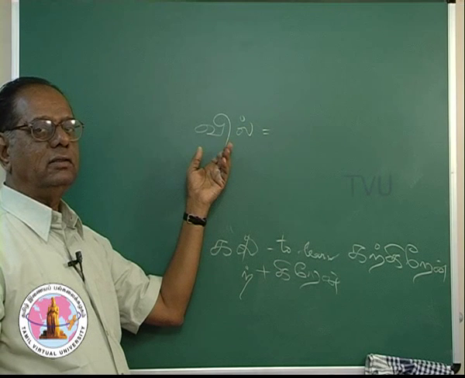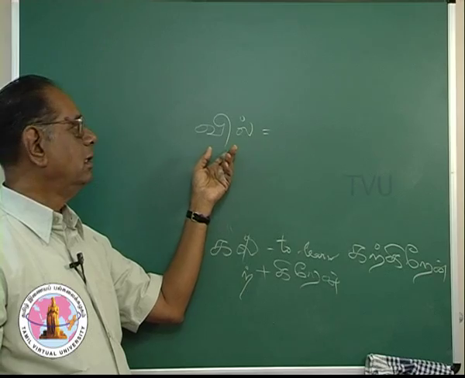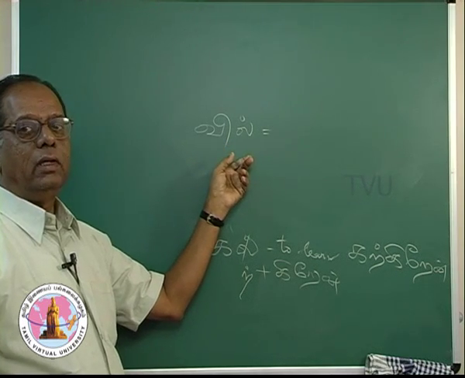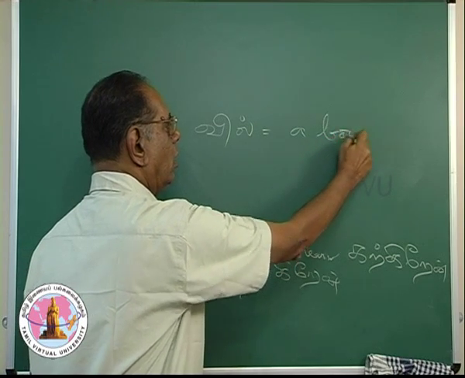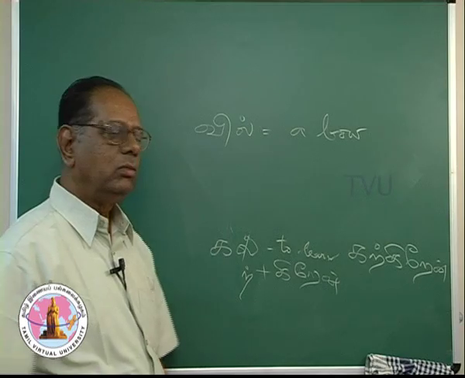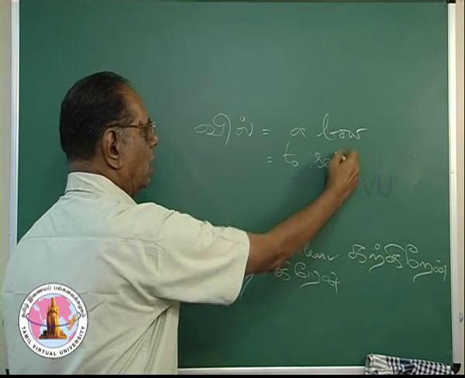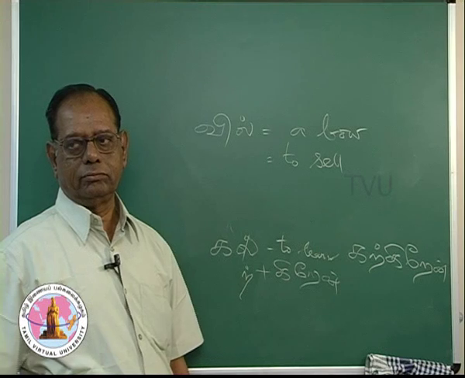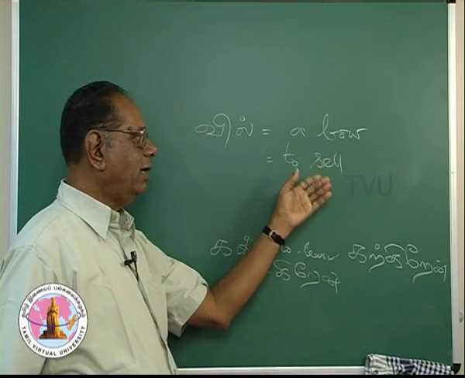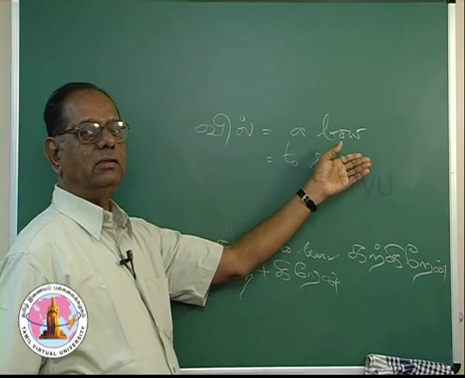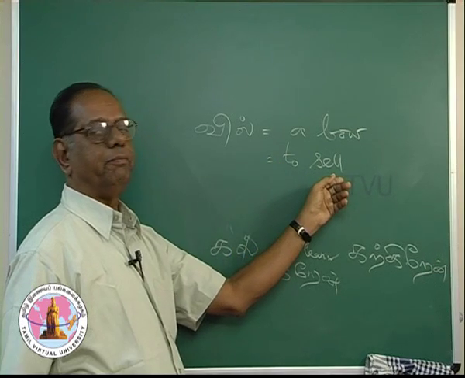You did learn this word earlier. What does it mean? Will, a bow. As a noun, as a verb, this means to sell. Will, the same word, is a noun and a verb. As a noun it means a bow, and as a verb it means to sell.